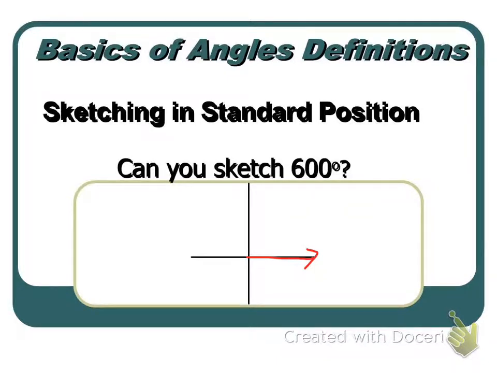If I go all the way around, it's just going to be 360. Then 90 more would be 450, 90 more would be 540, and then I need to go 60 more to get to 600 degrees. All right, need a directional arrow there.